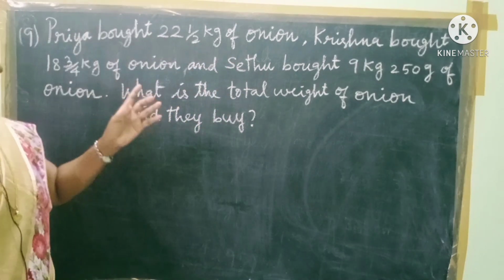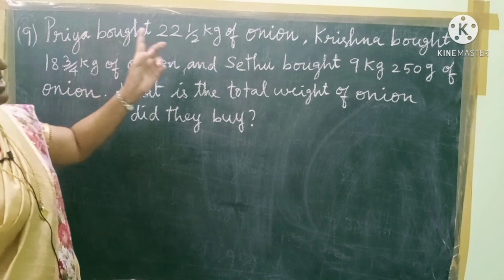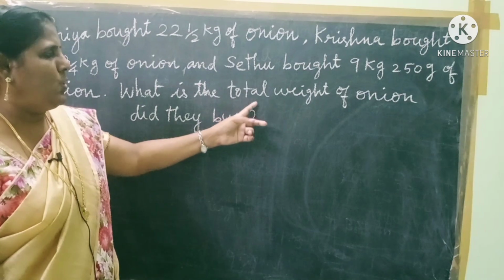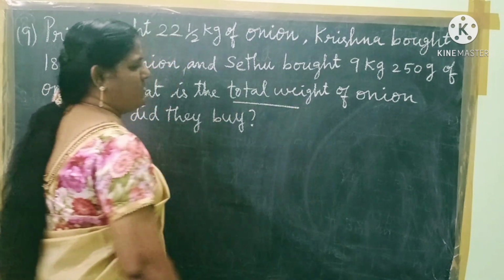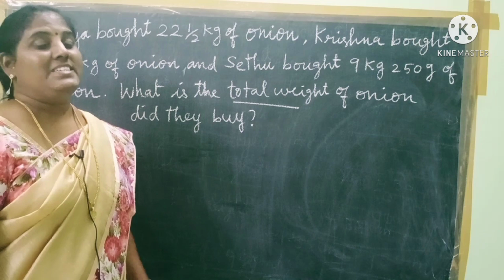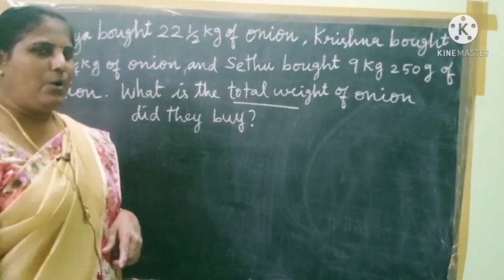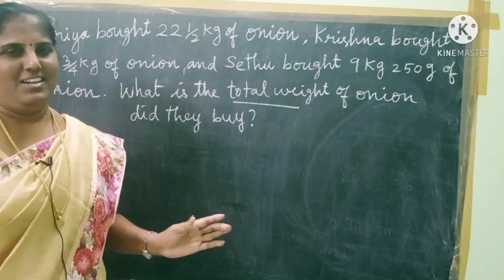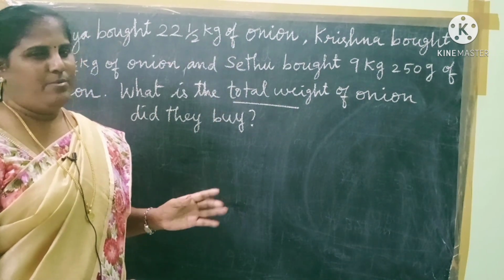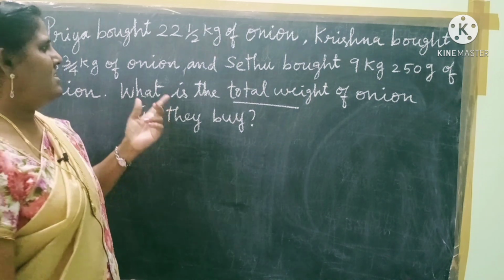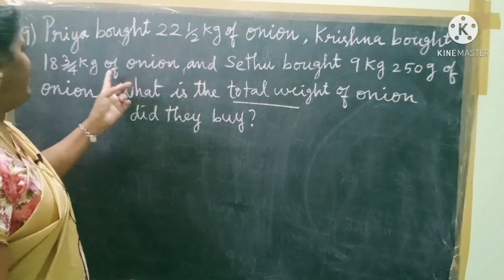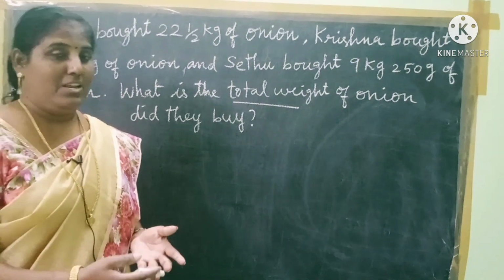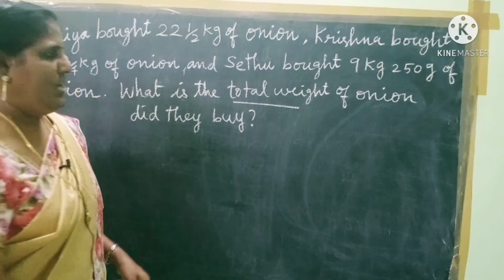First of all, what is given? Priya bought onion, Krishna also bought onion, Sethu also bought onion. So what is asked? Total weight means what operation do we have to do? Yes, in arithmetic, addition. So we need to add all the numbers. That's all, addition only. But here some twists are there. Half and 3/4, we already know them in our day-to-day life. We use that only. Half kilogram means what?